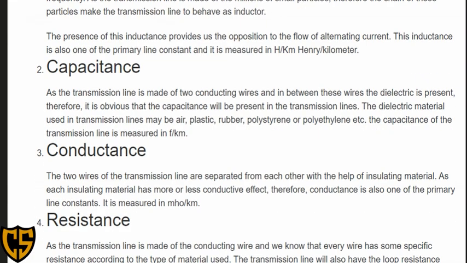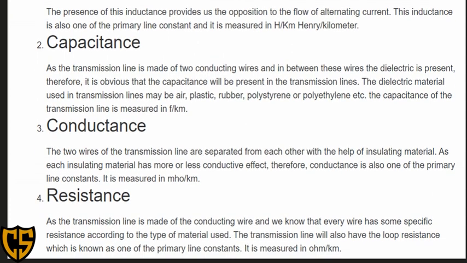Okay, we have capacitance. As the transmission line is made of two conducting wires, and in between these wires the dielectric is present, it is obvious that the capacitance will be present in the transmission line. The dielectric material used in transmission lines may be air, plastic, rubber, polystyrene, or polyethylene. The capacitance of a transmission line could be measured in farad per kilometer.